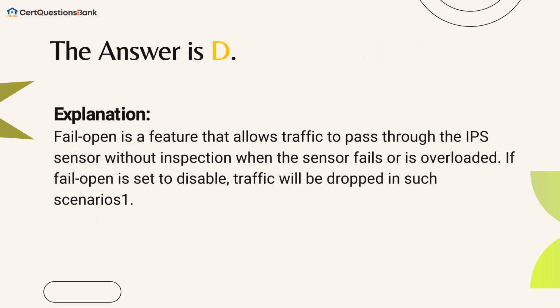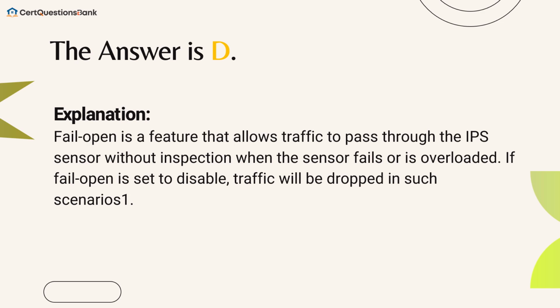The answer is D. Fail open is a feature that allows traffic to pass through the IPS sensor without inspection when the sensor fails or is overloaded. If fail open is set to disable, traffic will be dropped in such scenarios.